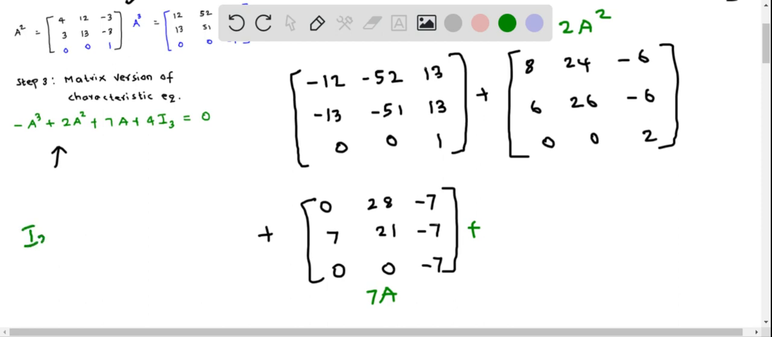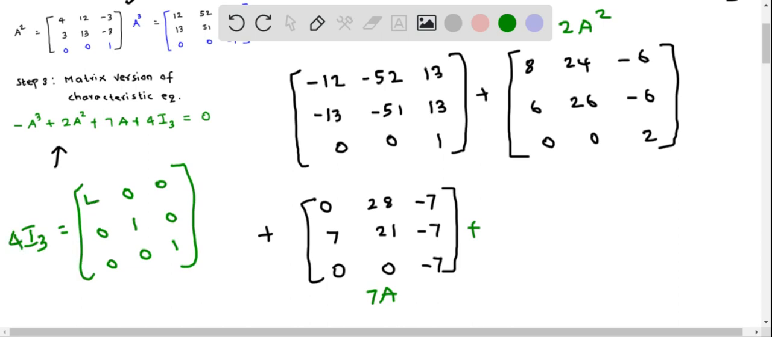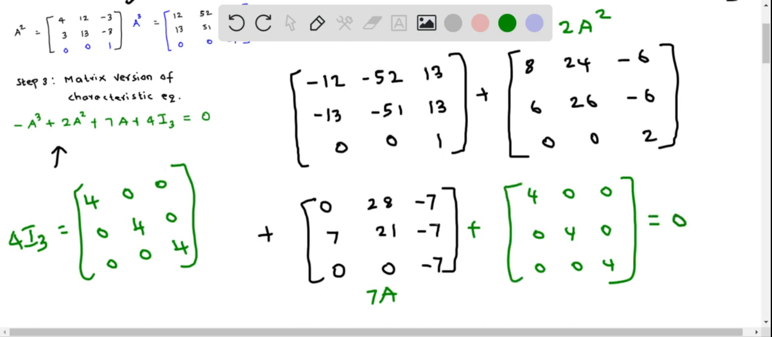I can write down this I3. This matrix is a square matrix. It's an identity matrix. As we know, this is the I3 matrix, and we multiply this by 4. We'll get 4 here, and 4 here. I can put this here, that is 4, 0, 0, and then 0, 4, 0, 0, 0, 4. And this should equal 0.